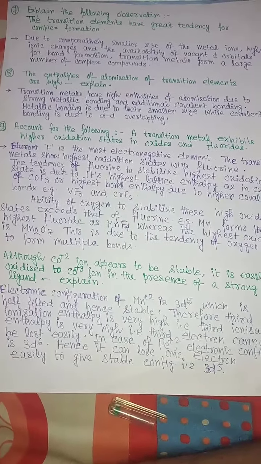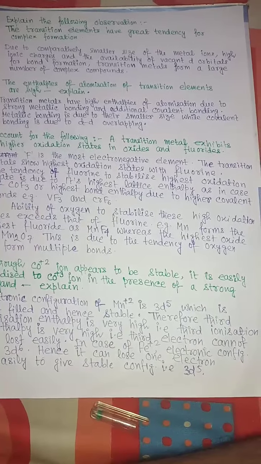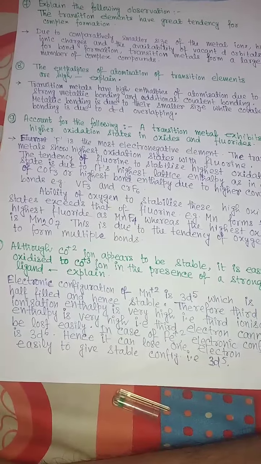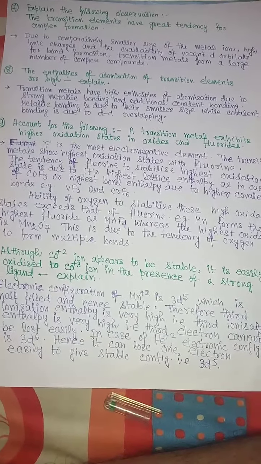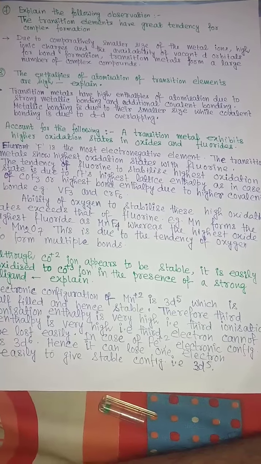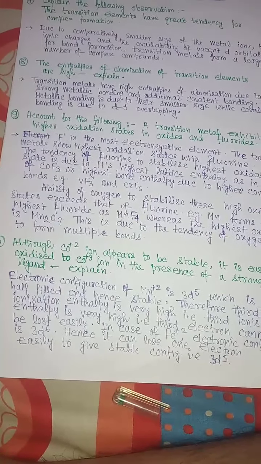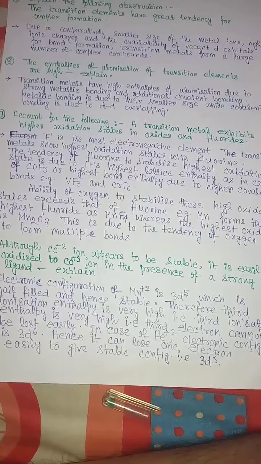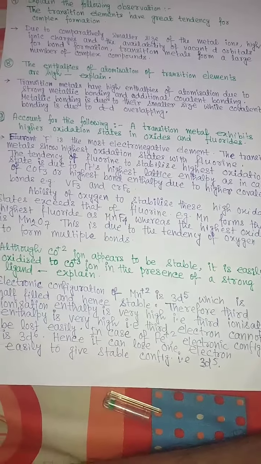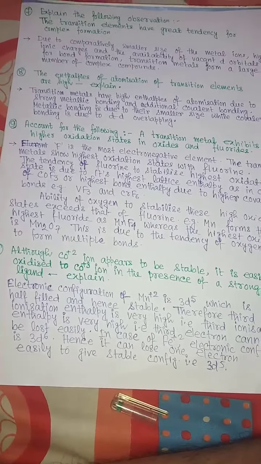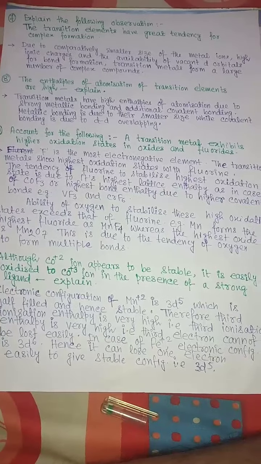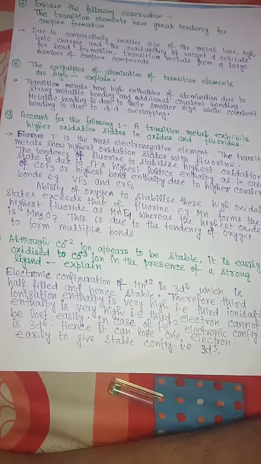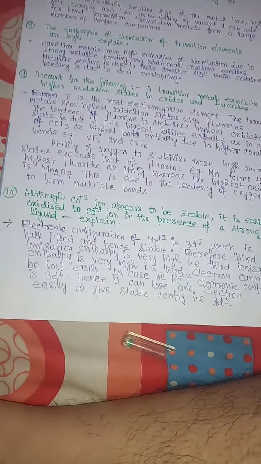Ability of oxygen to stabilize these high oxidation states exceeds that of fluorine, as for example Mn forms the highest fluoride as MnF4, whereas the highest oxide is Mn2O7. This is due to the tendency of oxygen to form multiple bonds.